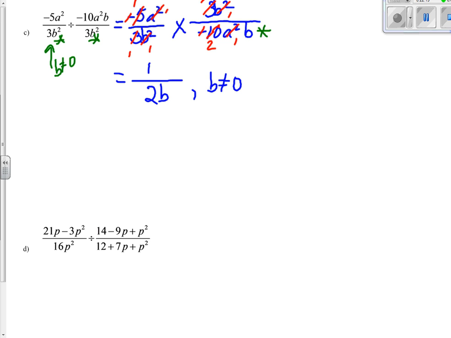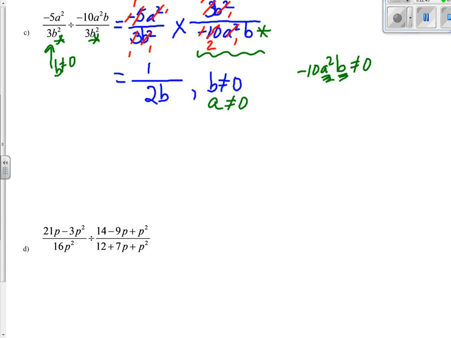The other place that I need to look is right here, where I have negative 10 a squared b cannot be 0. Well, that means b cannot be 0 because I can't have a 0 here, and I can't have a 0 here. So if a squared cannot be 0, that means a itself cannot be 0. Those are my two restrictions.